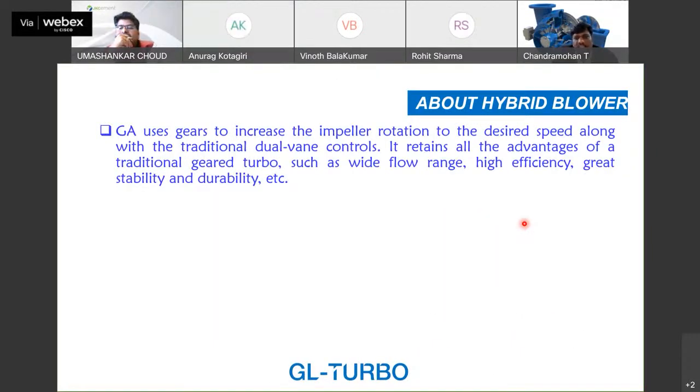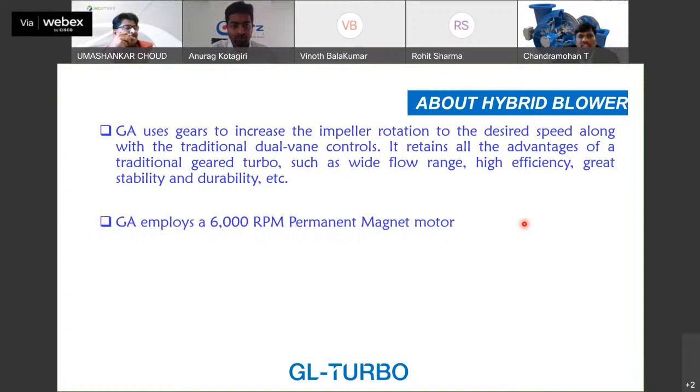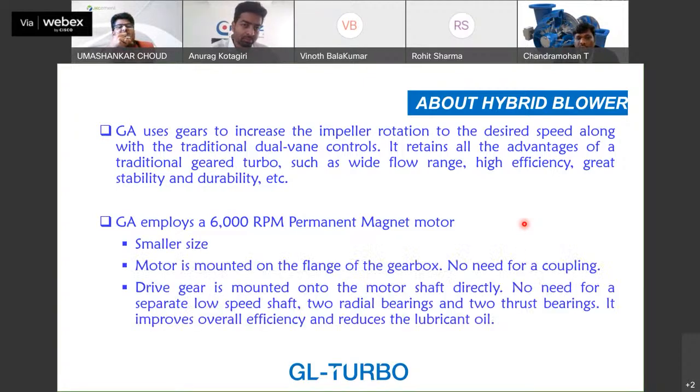Through this entire seminar, I wanted to make sure that the differentiation is clear between the high speed turbo as well as PD or other blower technologies. The high-speed turbo and the geared turbo, I want to narrate it. But here the GA means our model, the hybrid model, which uses the same gears and other things. It employs the permanent magnet motor, which is running at only 6,000 RPM, not like the other technology, which is running at more than 30-40,000 RPM.